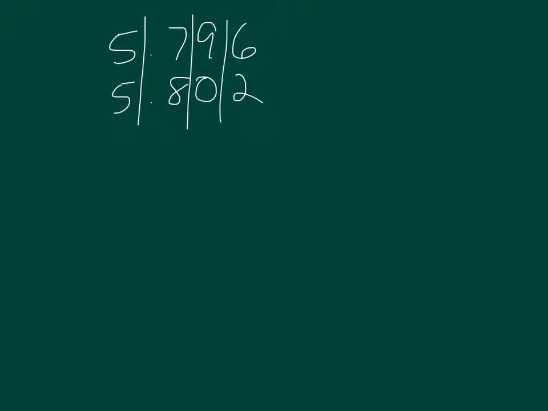Okay, let's just compare two numbers and see which one's smallest and which one's greatest. Let's say we have 5.796 and 5.802. Now notice I've already written them in columns. We have columns here. And make sure that the decimals are directly above each other. So we have 5.796 and 5.802. And we're going to compare them based on the columns from left to right. So we start over on the left and we work our way to the right.